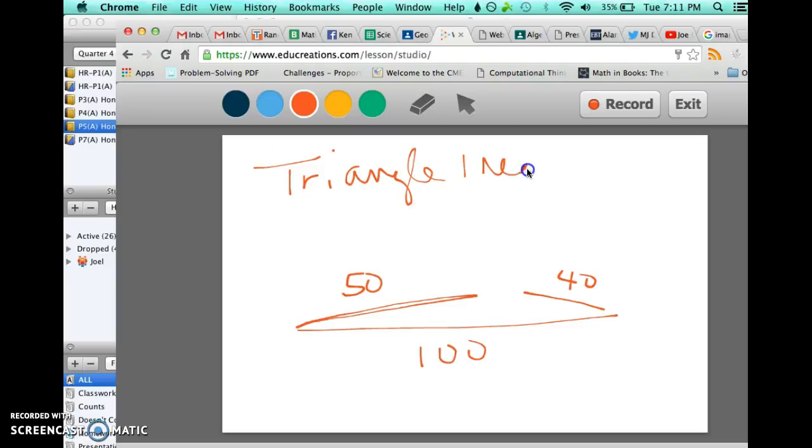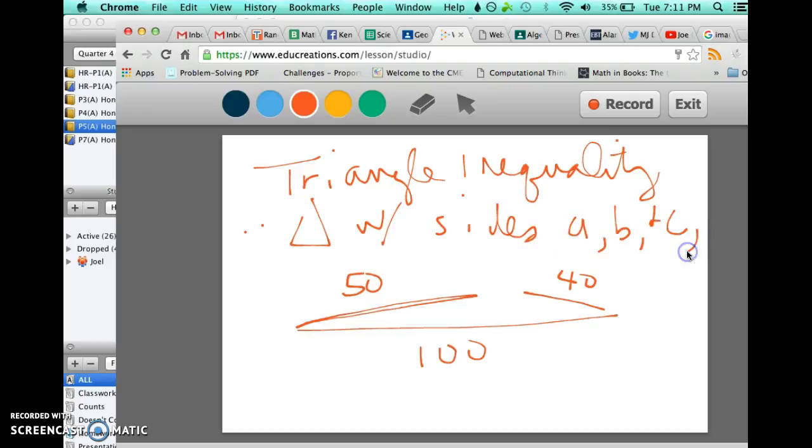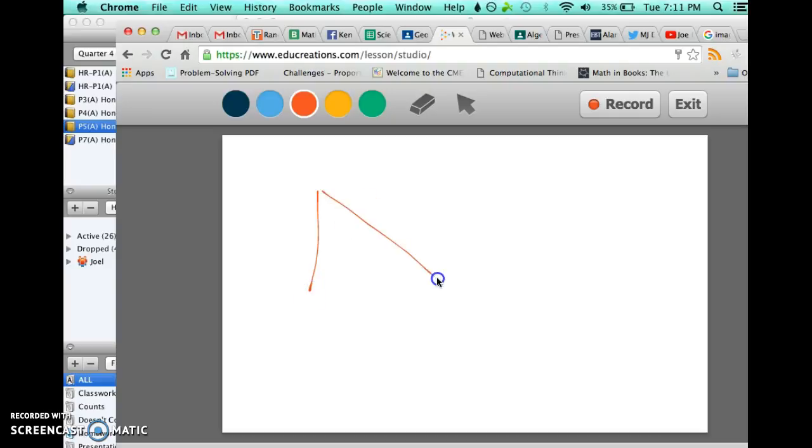With a triangle with sides A, B, and C, A plus B must be greater than C. I mean, you know that for a right triangle, A squared plus B squared equals C squared, but even in those cases, A plus B is greater than C. For example, you got your 3, 4, 5 right triangles, your favorite one. 3 squared plus 4 squared equals 5 squared, but you notice 3 plus 4 is greater than 5.